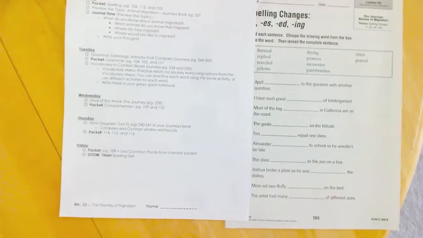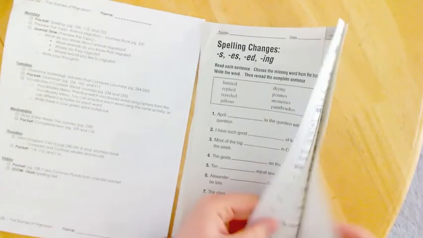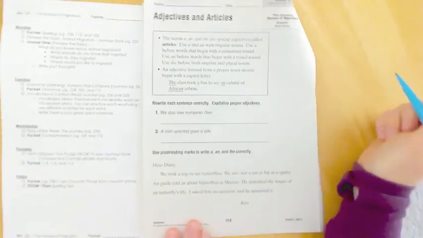Then the second one, I look at my checklist here. It's just some review pages of things that we have done just to practice again. So page 114, articles and adjectives, it's talking about capitalizing.